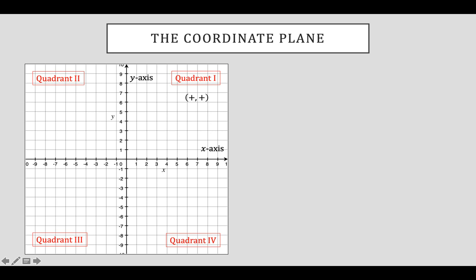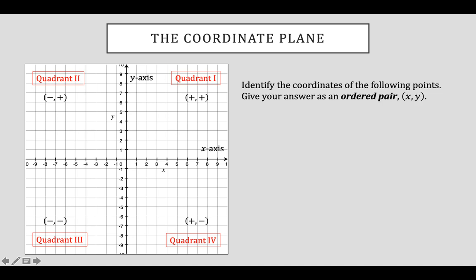Notice that in the first quadrant, both the x and y coordinates are going to be positive. As we move into the second quadrant, the x coordinates become negative, the y coordinates are positive. As we move into the third quadrant, both x and y are going to be negative, and in the fourth quadrant, x is going to be positive and y is going to be negative.